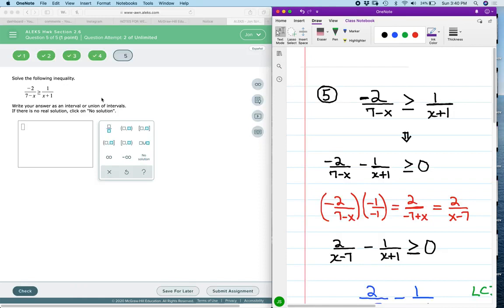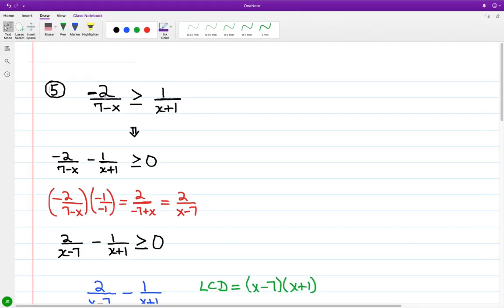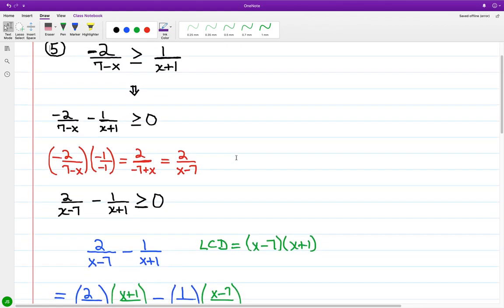For the case of number 5, we're looking at a comparison inequality between two ratios. Here we have -2 over 7 minus x is greater than or equal to 1 over x plus 1. If I rewrite this expression as a comparison to 0 inequality, I can move the 1 over x plus 1 over by subtracting. And I can just rewrite this comparison statement.